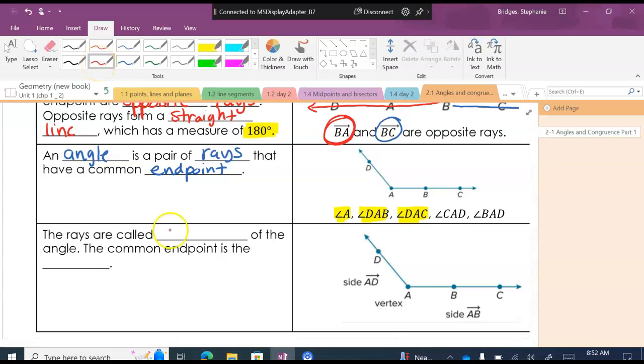And then to define what we were just talking about, the rays are called the sides of my angle. And then that common endpoint is what we call the vertex. Okay, the vertex is the corner, the point that it comes to. And it even has it labeled in your picture to the right. It has ray AD listed as a side, and it has ray AB listed as a side, and then it has A listed as your vertex. Do I have any questions? Okay.